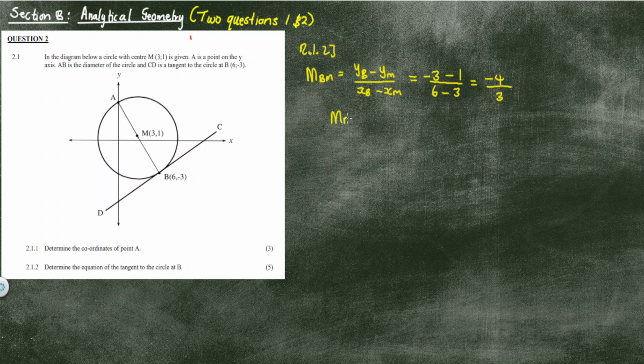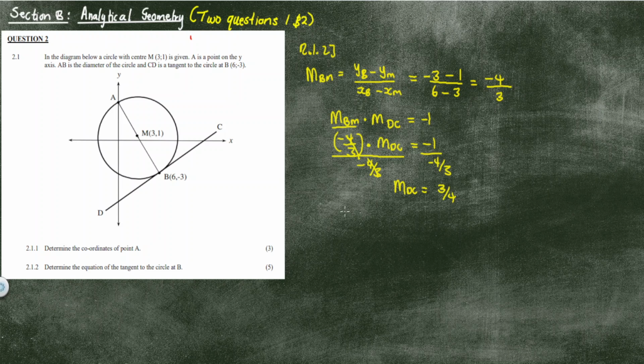So the gradient of BM, when multiplied by the gradient of the tangent DC, is equal to minus 1. Substitute: minus 4 over 3 multiplied by the gradient of the tangent DC, which I don't know. We calculate. So I'm going to divide by minus 4 over 3. Cancel. And here minus 4 over 3. MDC is equal to 3 over 4, a positive. Now we shall go calculate with that.